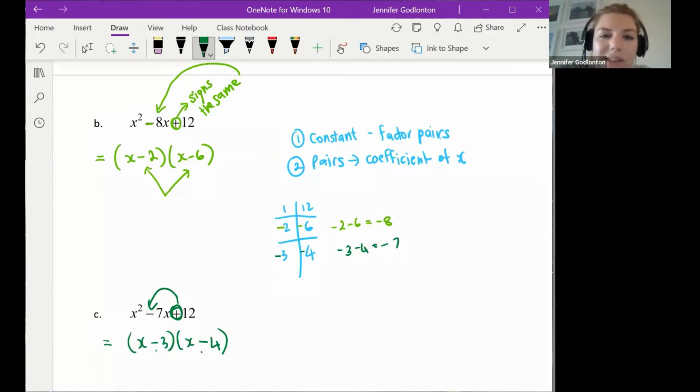Okay, and then just as a quick way to check this with yourselves, if you didn't want to multiply the whole thing out, just check a few things. x times x gives you x squared, and -3 times -4 gives you 12. That's just a very quick way of checking. It won't tell you that you're 100% right, but it will make sure you're mostly right.